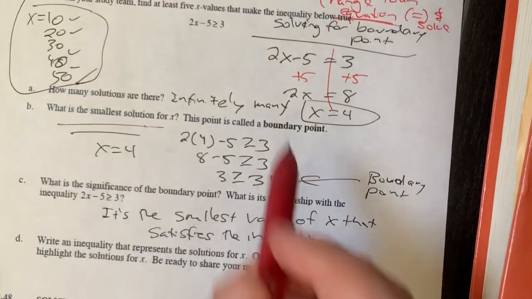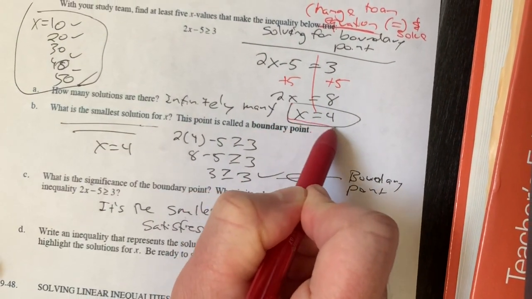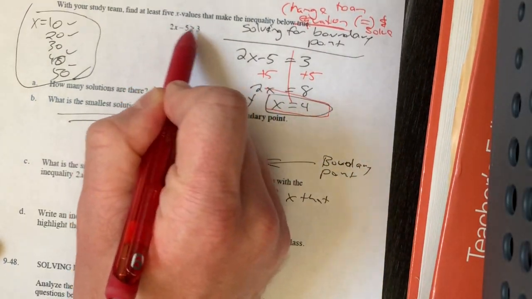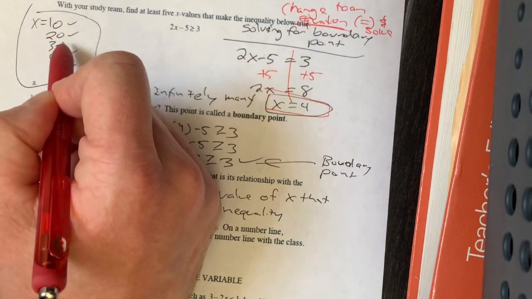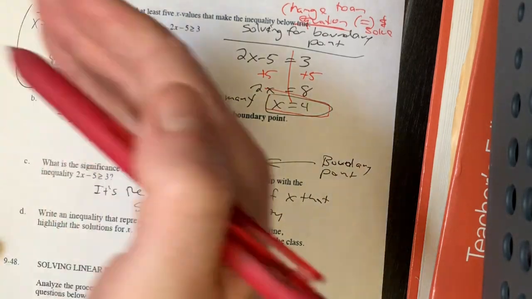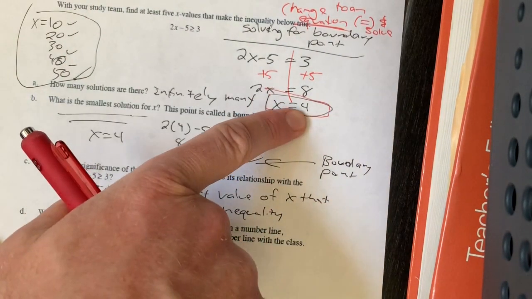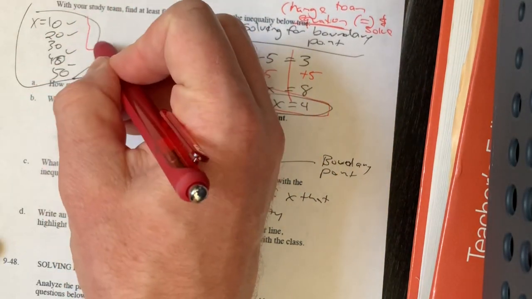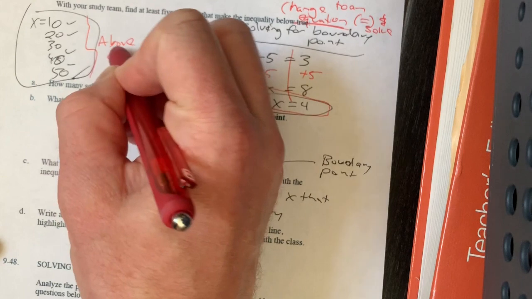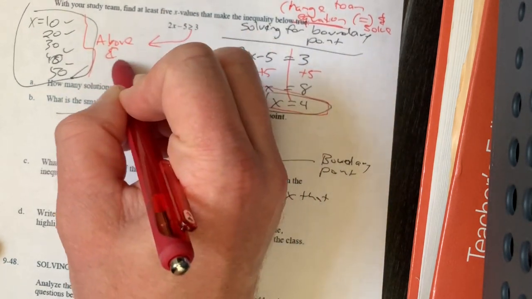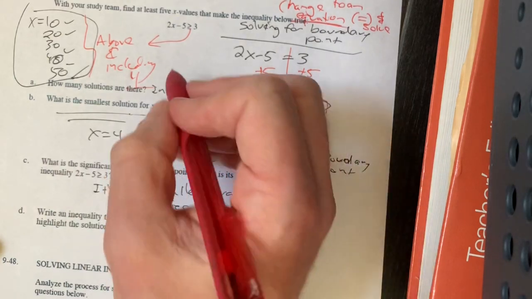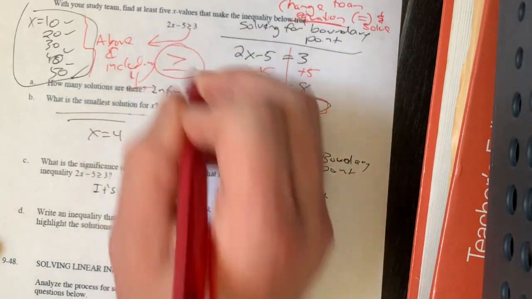Okay, so up here we've confirmed that x being 4 is part of the solution region. It's allowed to be 4 because that makes it 3 greater than or equal to 3. And then x could be 10, x could be 20, x could be 30. So x equals 4, that's again called the boundary point. And we include all solutions above and including 4, including that boundary point, because our symbol is greater than or equal to.